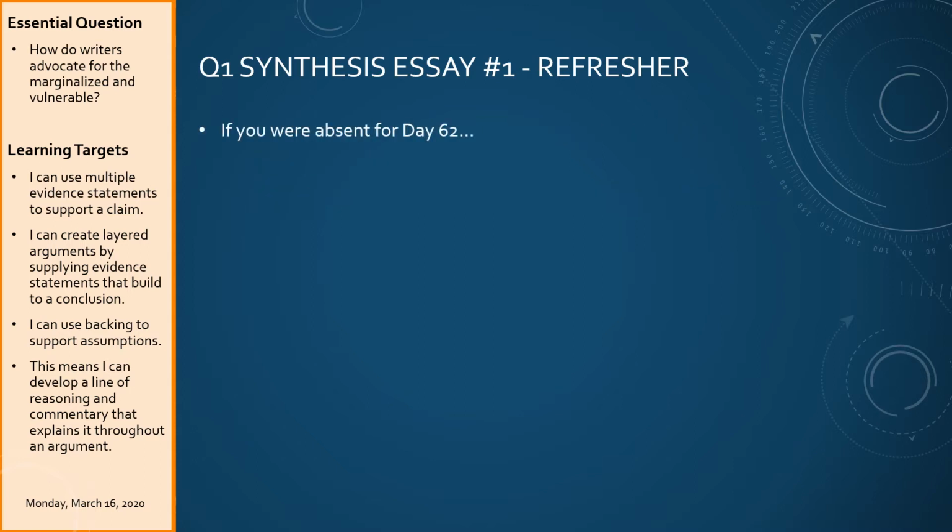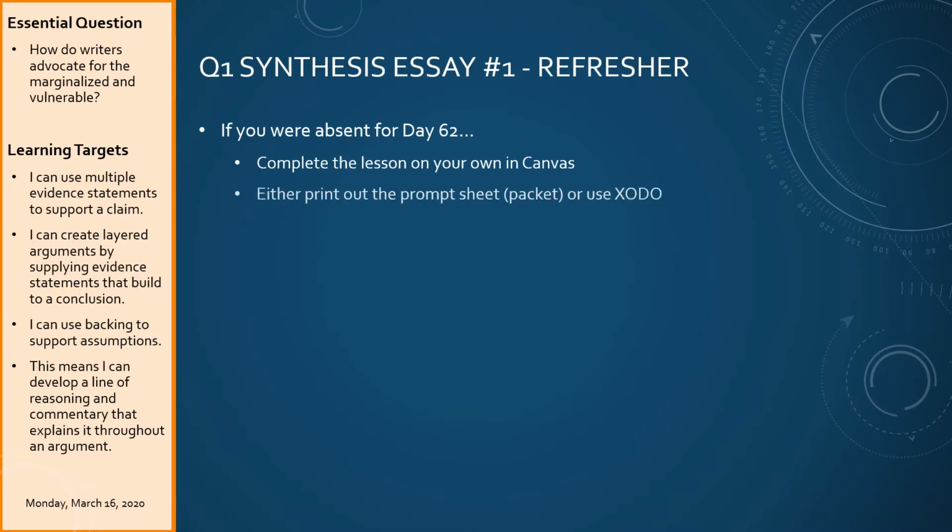If you were absent for that day that we began this essay, that was day 62, as with all days you're absent, go ahead and complete the lesson on your own in Canvas. You can find it out there in modules under day 62. Since you don't have a copy of the prompt sheet, you'll need to either print a copy of your own or open it in Zoto, which is the PDF annotator app that you used for an assignment with the Q3 essay. Just go to zoto.com and that will open up the PDF annotator for you.